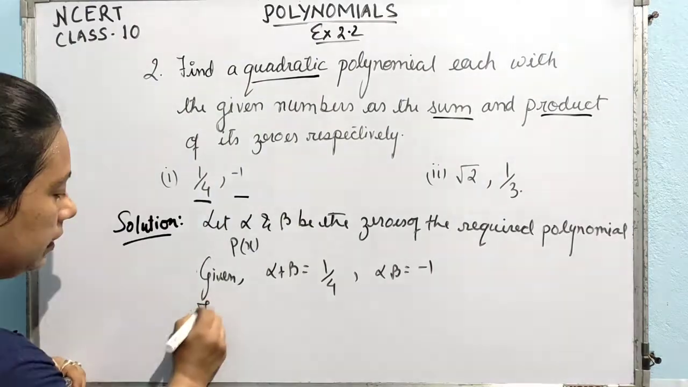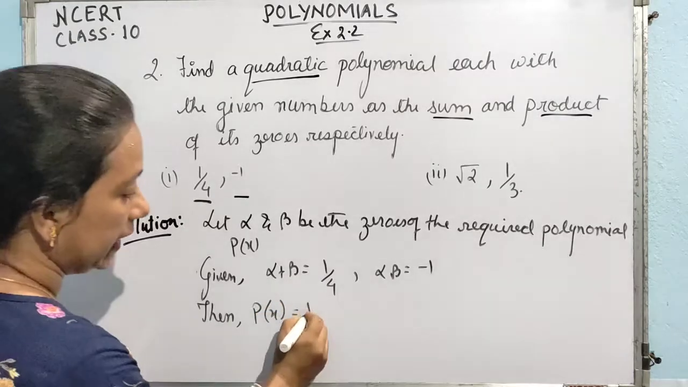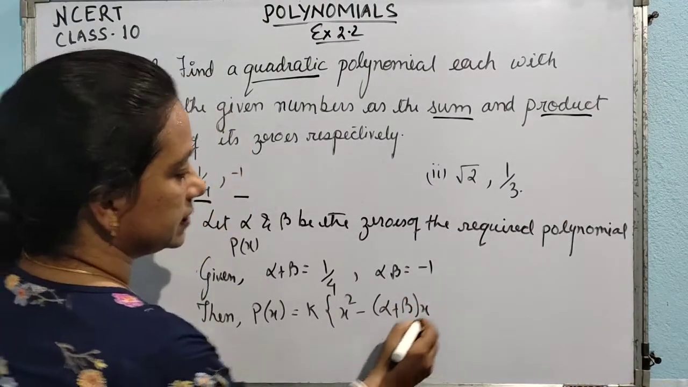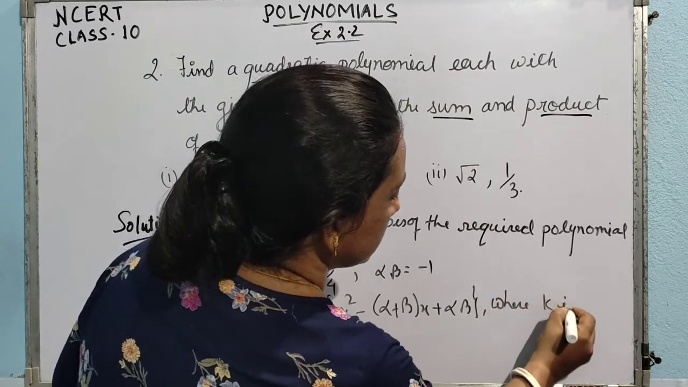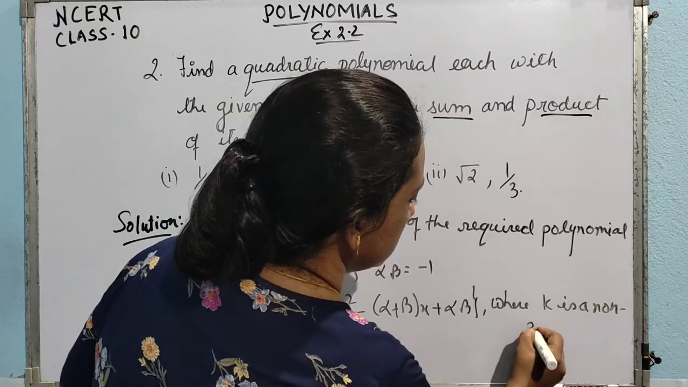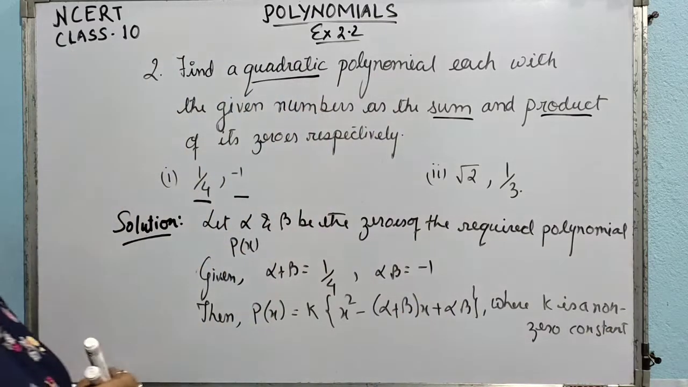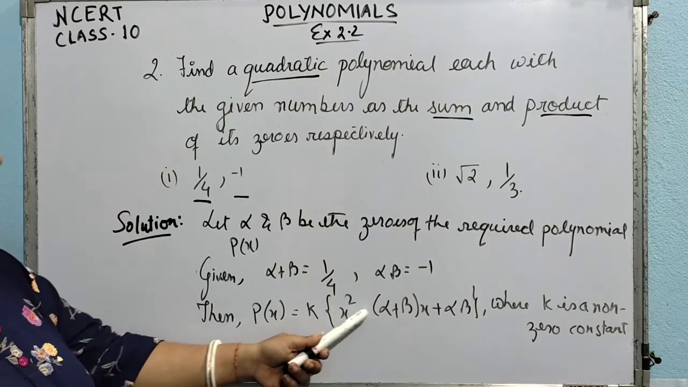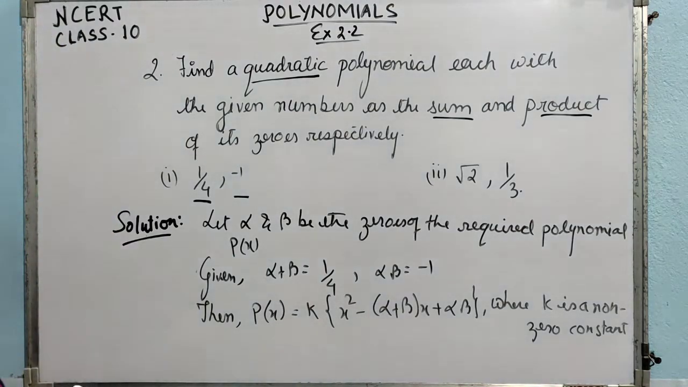Then we have considered our polynomial to be p of x, then p of x is equal to k into x square minus alpha plus beta x plus alpha beta, where k is a non-zero constant. So you know about this one already. We know that the polynomial is given by k into x square minus sum of the zeros alpha plus beta x plus alpha beta, where k is a non-zero constant. Okay, k can be any value.